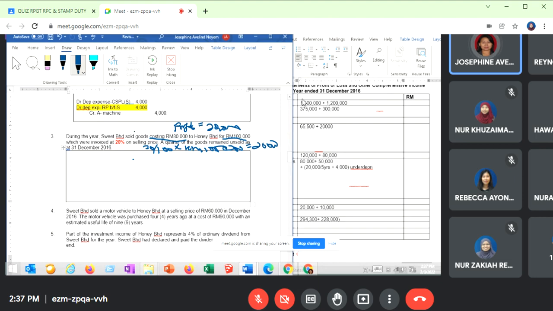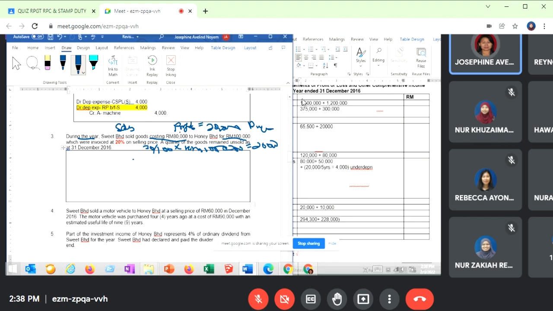Now 1/4 of the goods remain unsold at the end of the year. Okay, so we have here sales that was made during the year. We have sales, and at the same time we have purchases. So these two are intercompany. All right. Another adjustment is for the unsold goods at the end of the year, 1/4. So if it's not yet sold, that means 1/4 of this profit is also not realized. Okay, so what is this?